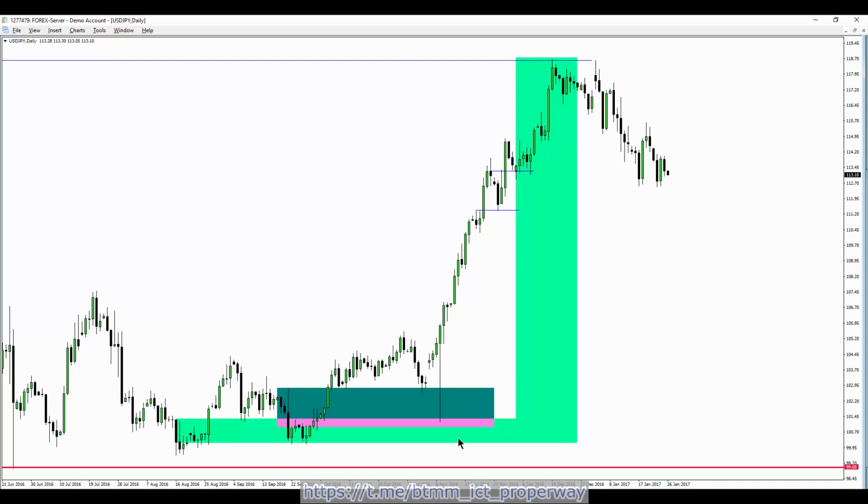So by having the monthly PD arrays on your charts and looking for them also on the weekly chart, and having those levels on both monthly and weekly on your daily. Now, it's not going to be on your executable time frame chart. Okay, it's not going to be there. But you should always have in your platform the asset or the market you're trading.